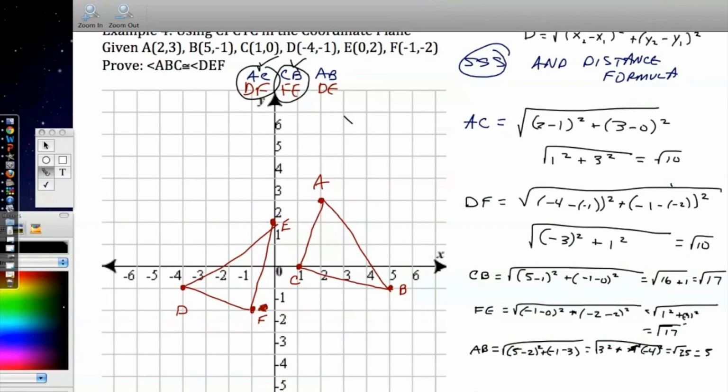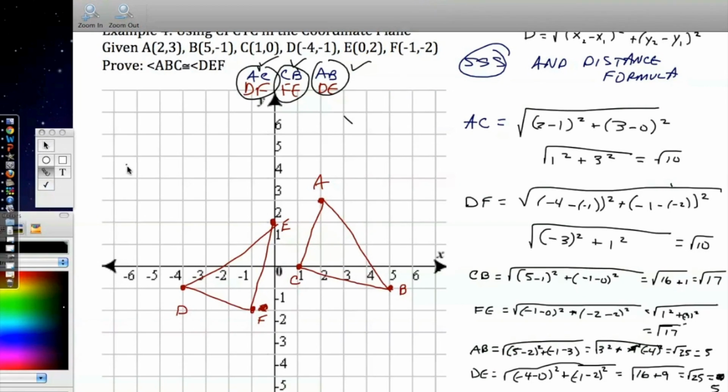Okay? I'll scroll down a little bit. I want to keep those points up there. DE is going to be square root of negative 4 minus 0 squared plus negative 1 minus 2 squared. It's looking pretty good. This is going to be square root of 16 plus 9, which is equal to square root of 25, which is equal to 5. Not 0, 5. So these check out also.